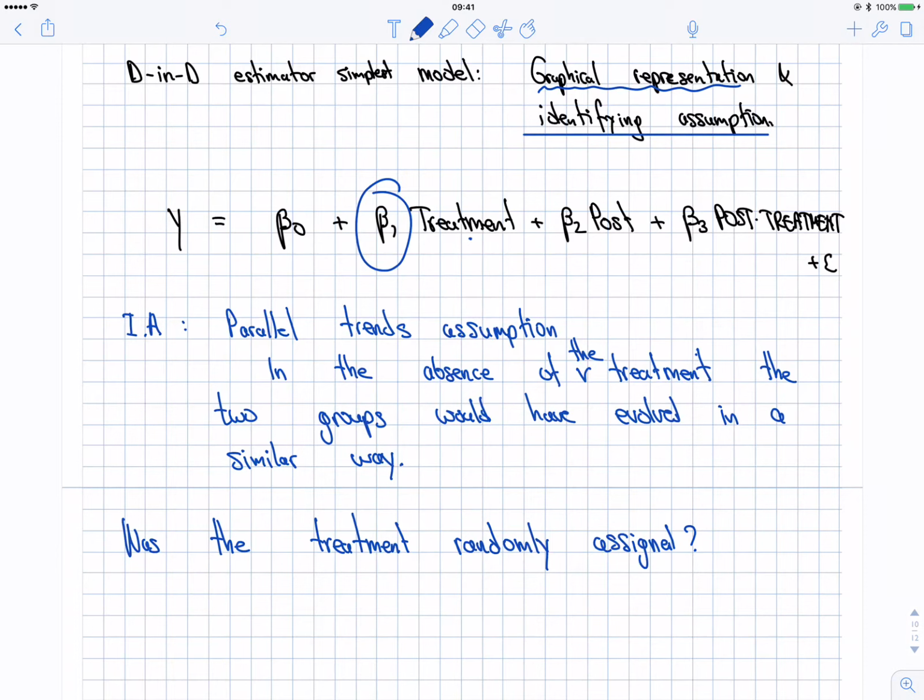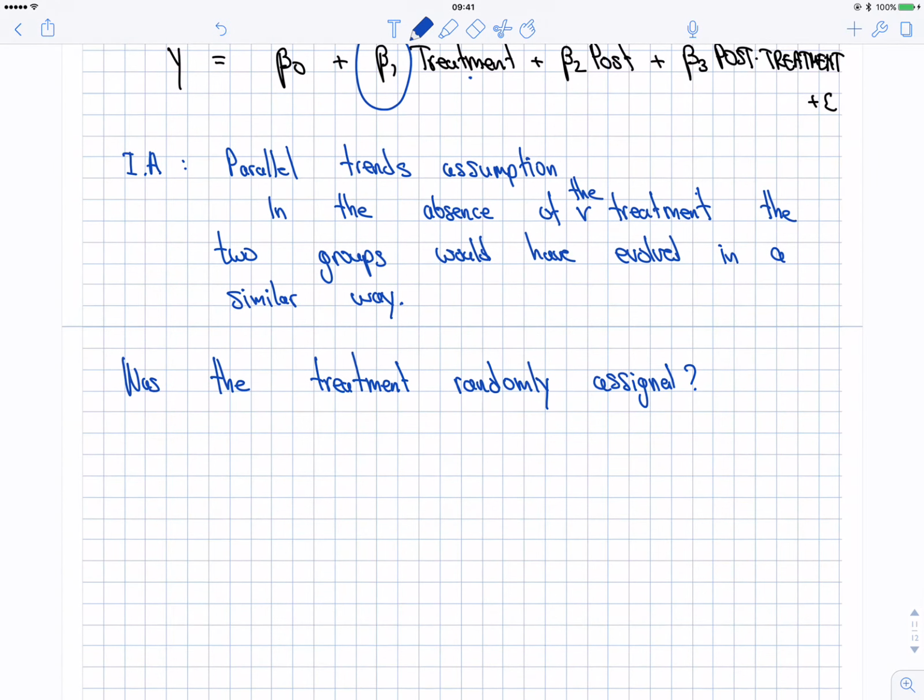What do you expect those differences to be if it was truly random? You expect them to be 0. So if it was truly random, we should expect this beta 1 to be 0. So H naught, treatment was random, is equivalent to saying beta 1 is equal to 0. Okay, those two things are equivalent.